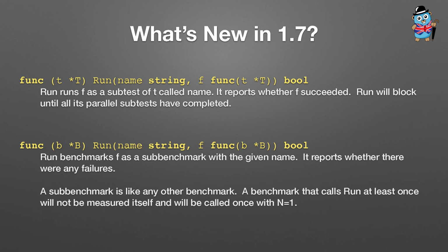So what's new? It's basically two inconspicuous looking functions, or methods rather, on the testing and benchmark types, T and B respectively. They allow you to pass a name for the subtest and a function, which has the same signature as if you were declaring a top-level test or benchmark. You can read the documentation at home, but this is basically what they add. I'm going to talk today about what this allows you to do, because it's a little bit hidden.